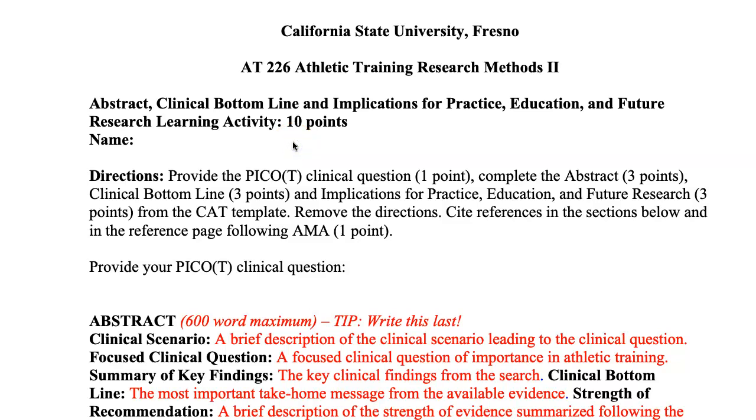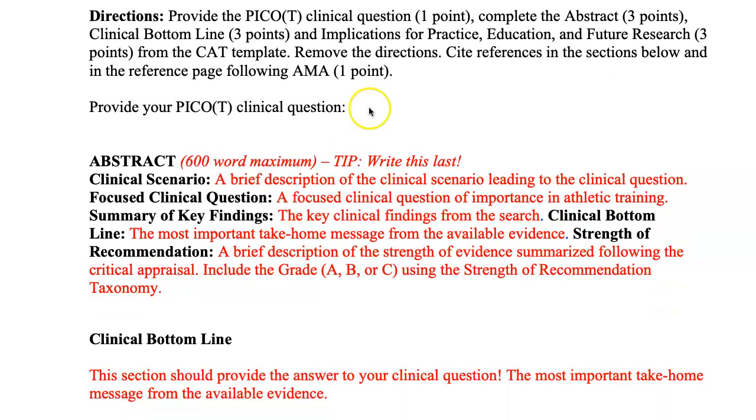In this presentation, I'm going to discuss our next assignment for our class, one of our last assignments for putting our CAT together. This will be the abstract, the clinical bottom line, and the implications for practice, education, and future research. So in our assignment here, you'll write your clinical question, PICO question.